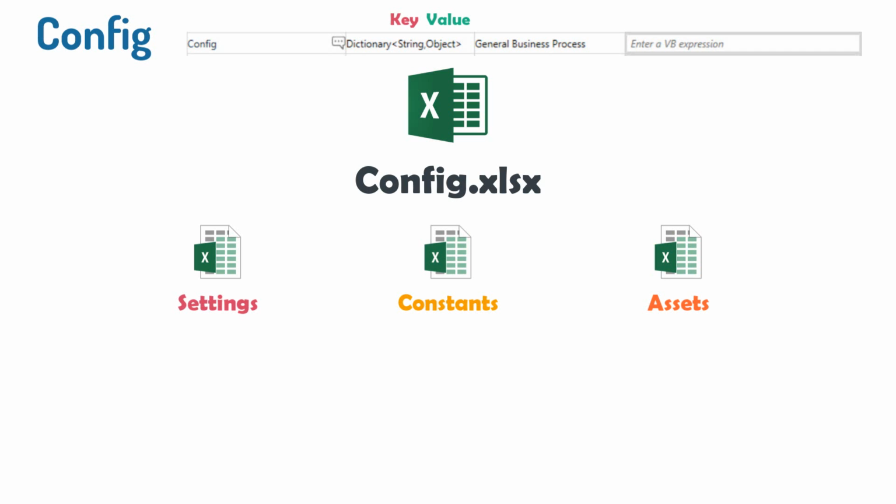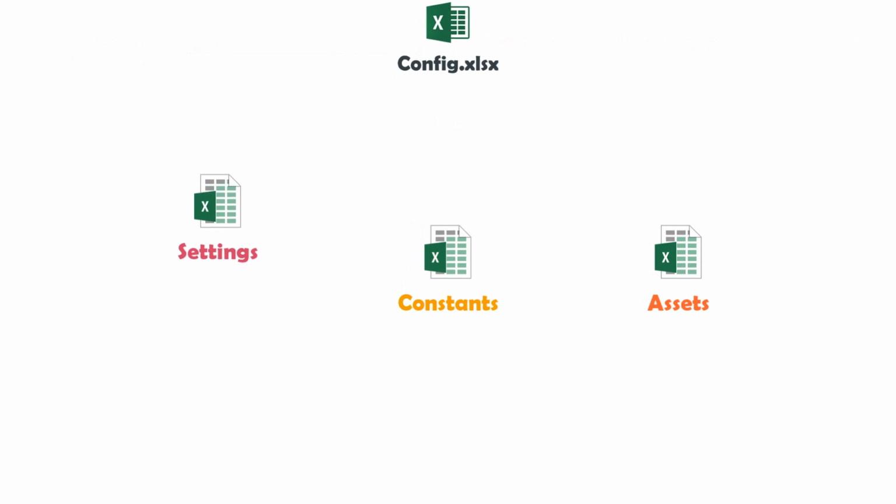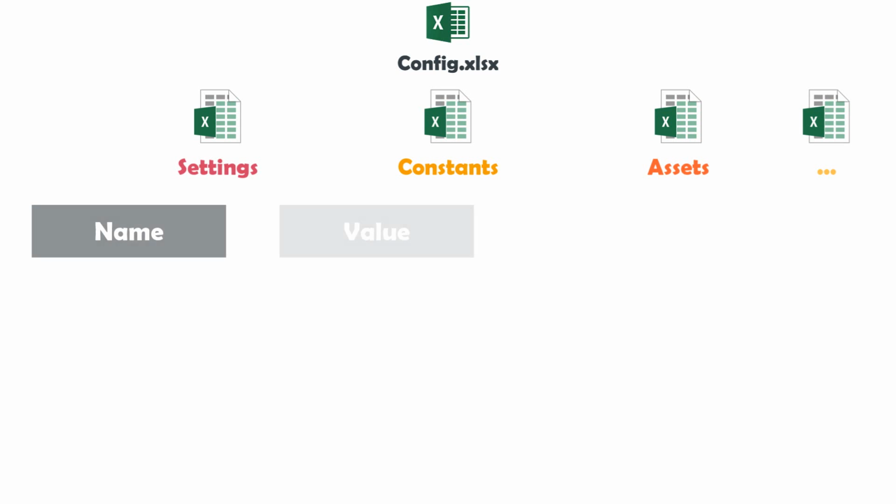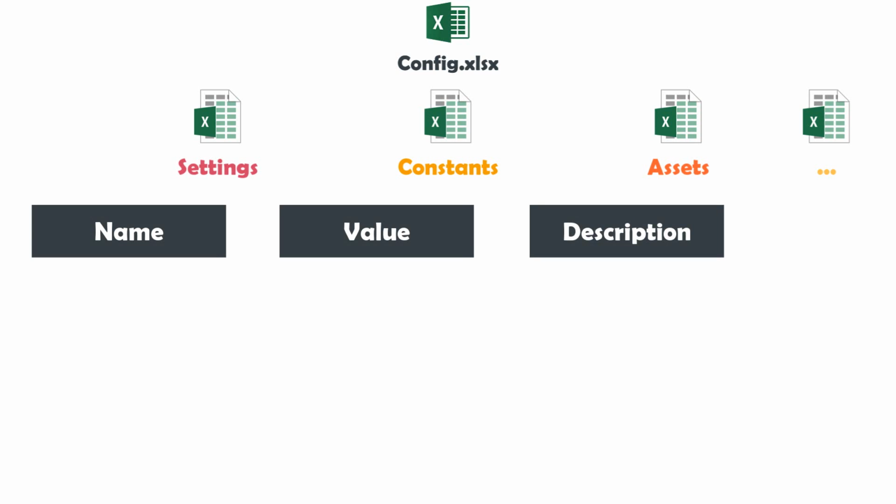Yeah, sure, I will try to summarize the sheets. So we have in the config file 3 default sheets: settings, constants, and assets. But we can also add new sheets, if we need to store another data. Settings and constants sheets have 3 columns: name, value, and description. In the name column we set always the name, which we want to use in the process, for example process name, queue name, etc. Using this name we can get the text from the second column, value.